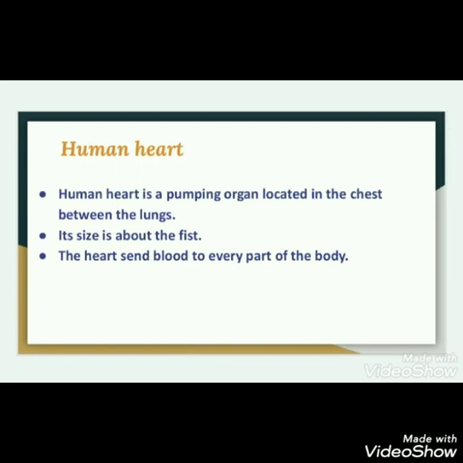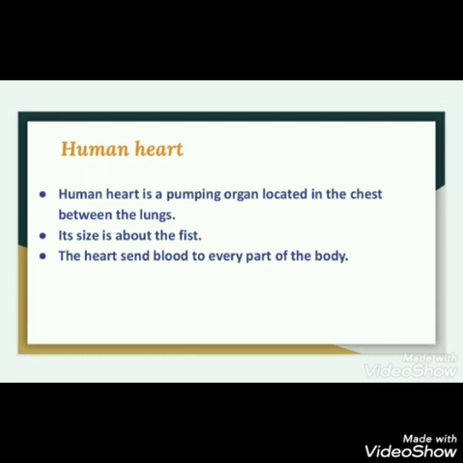The heart is the pumping muscular organ located in the chest between the lungs. The heart is slightly tilted towards the left side. The size is about the size of a fist.